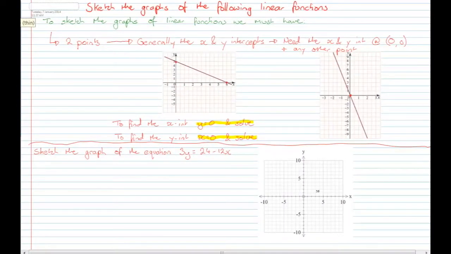Okay, so now it's time to press pause and sketch the graph of the equation 3y is equal to 24 minus 12x. Remember, once you've gone through and done it, press play and check out your solutions against mine.